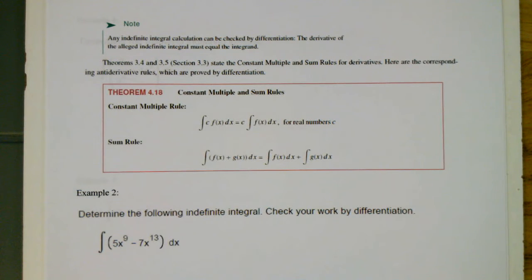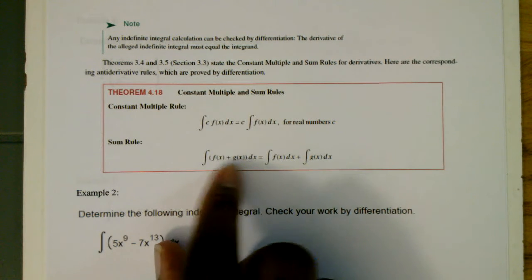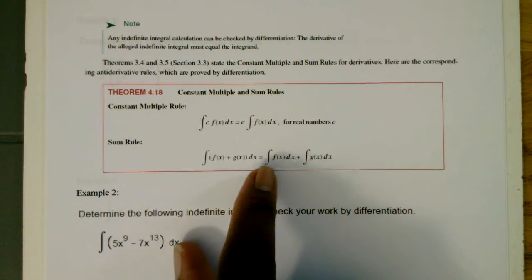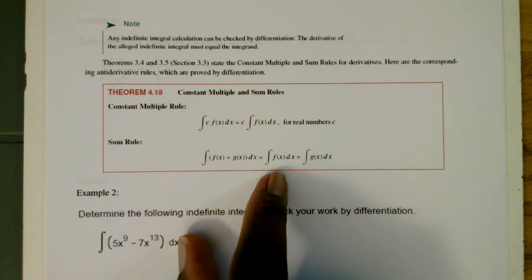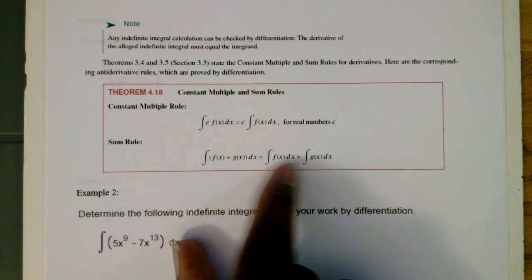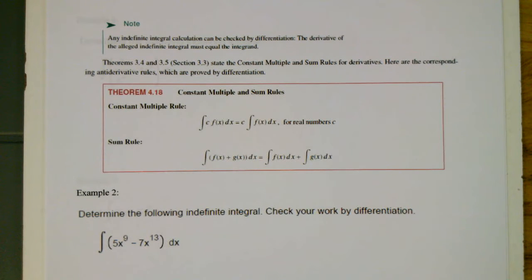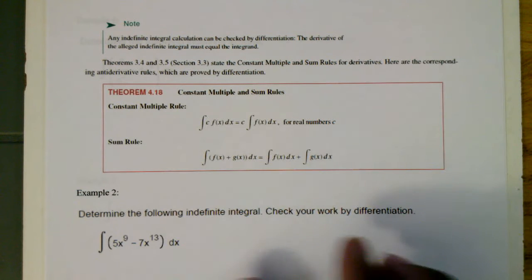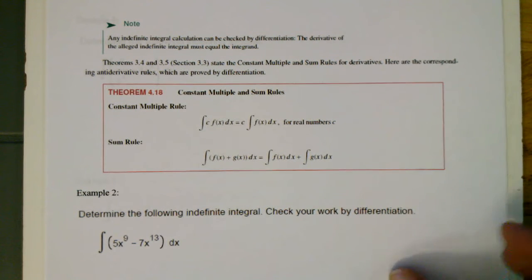And of course, the sum rule: the integral of f of x plus g of x dx. Here I can break this apart and take the integral of each part, like the integral of f of x dx plus the integral of g of x dx. And this also works if this was a minus sign, because it's like adding a negative. Now we're going to apply those three different rules to these examples.